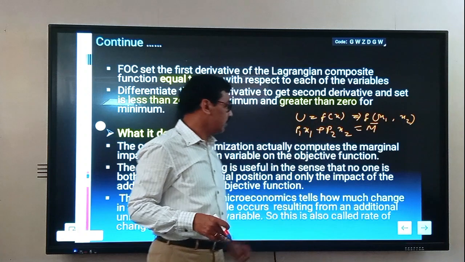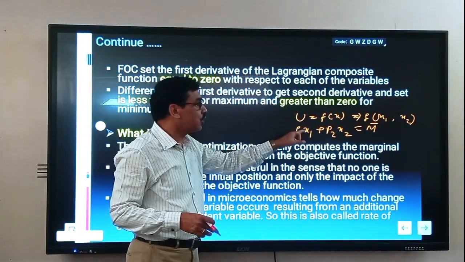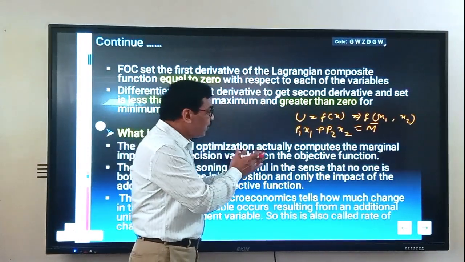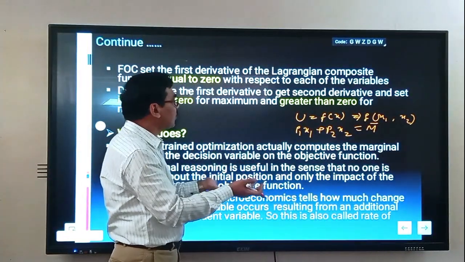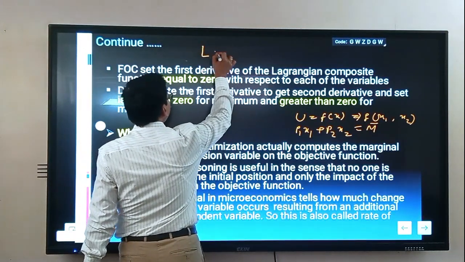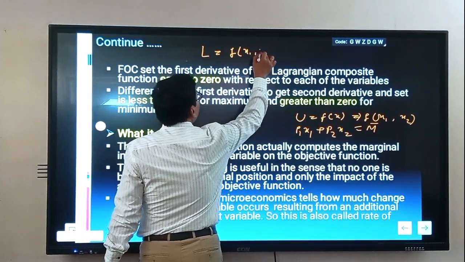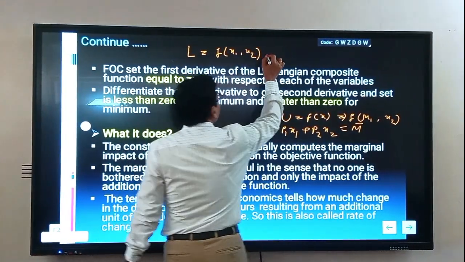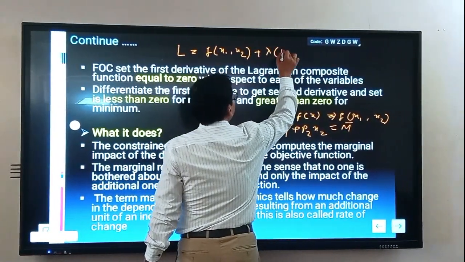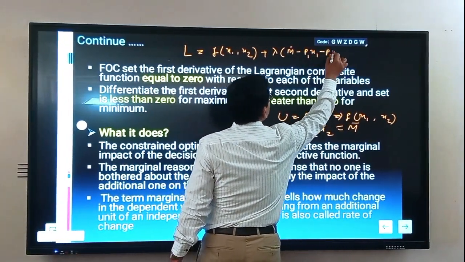So now there is an objective function and there is a constraint. These two functions will be composed into a composite function by using the Lagrangian. That is, you will write like this: A is equal to f of x1, x2 plus lambda times (m minus p1 x1 minus p2 x2).